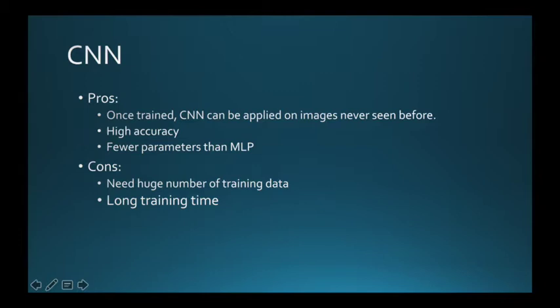The advantage of CNN is the high accuracy in prediction, and once trained, the CNN can be applied on images never seen before. And the CNN has fewer parameters than multi-layer neural networks. But the problem of CNN is that it needs a huge number of training data to train the network, and it will take a long time to train it.